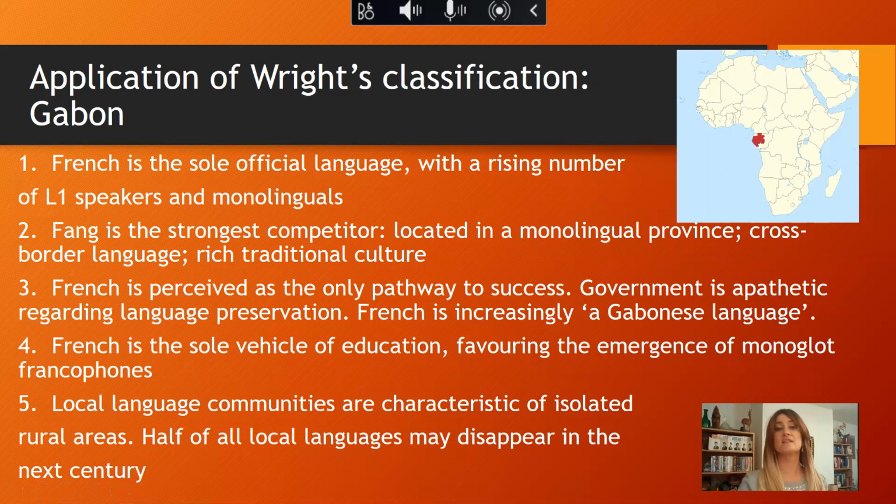And French is increasingly being reanalyzed as a Gabonese language. It's a sole vehicle of education, and this favours the emergence of monoglots, people who only know French, because they're not really exposed to anything else in a systematic way. And it's in isolated rural areas where you do tend to find the local language communities. And for that reason, it's believed that half of the local languages in Gabon may disappear in the next century.